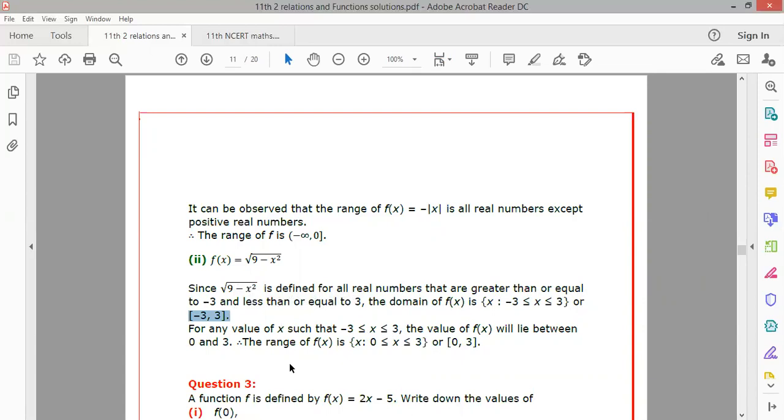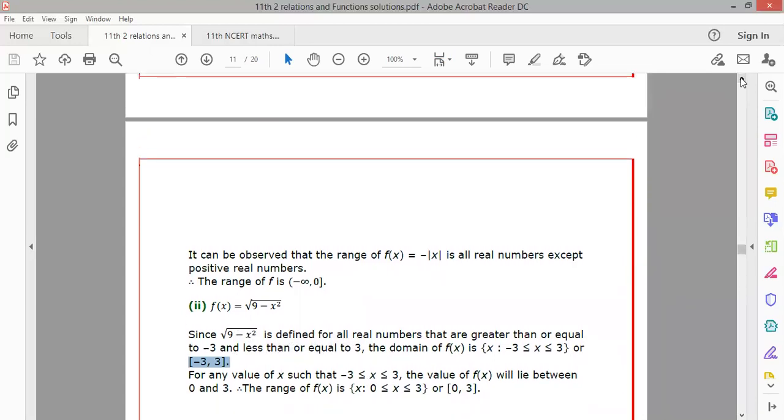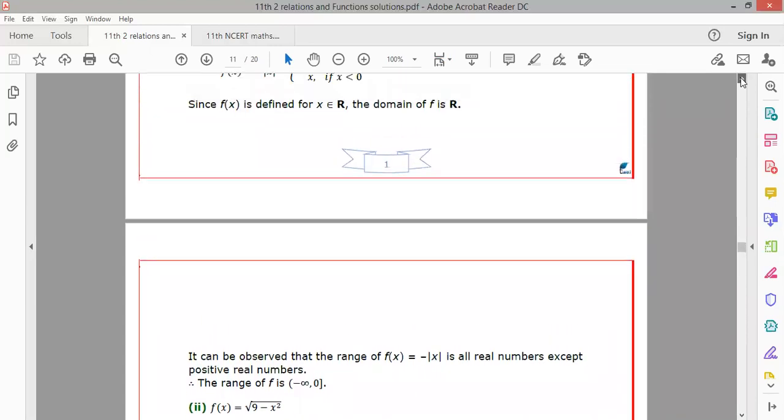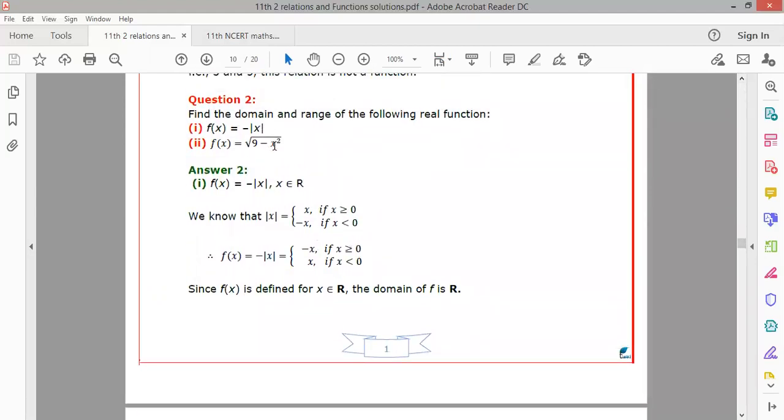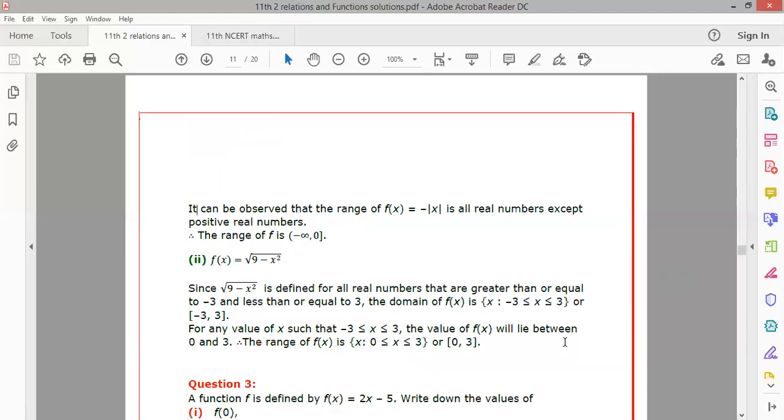So what is its range? Range is the set of values obtained by putting the values of the domain in this function. So if we put the values from minus 3 to 3 in this function, for example, if we put 0 here, it will be 3. For 1, 2, we will get real numbers. For 3, we will get 0. And if we go on the negative side, the same will happen because of the square. So we will be getting the values from 0 to 3. So this is the range set of this function.